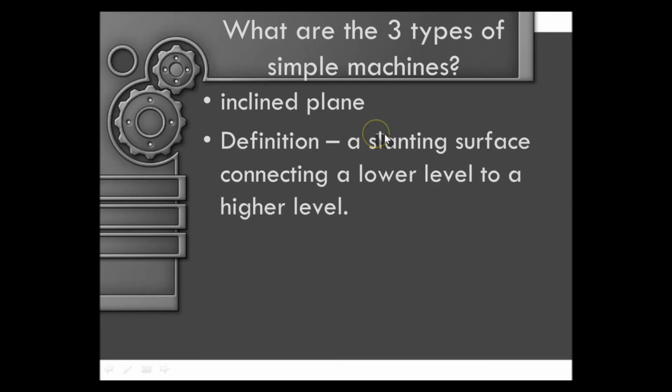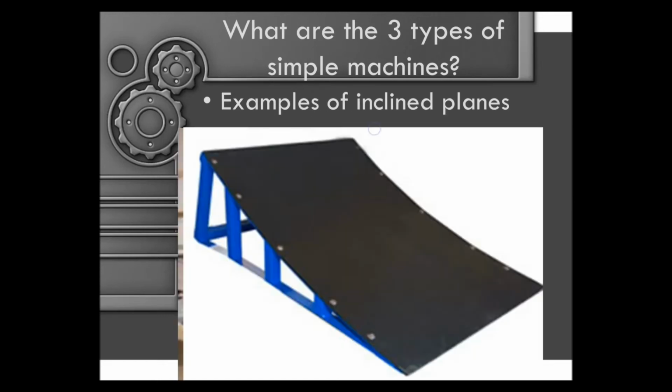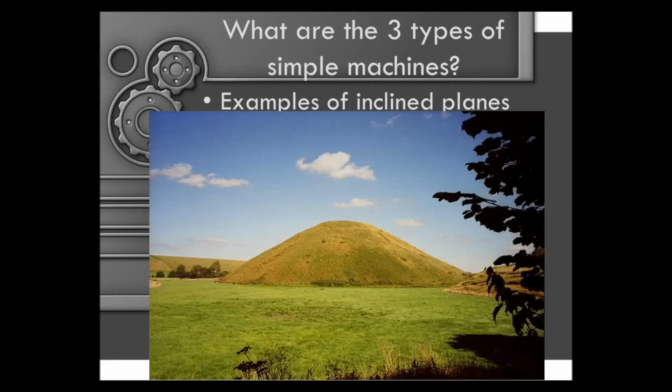Now the last main type of simple machine is an inclined plane, and it's a slanted surface. It's going to connect a lower level to a higher level, and a ramp would be an easy example of that. Also just a hill or a mountain would be an example.